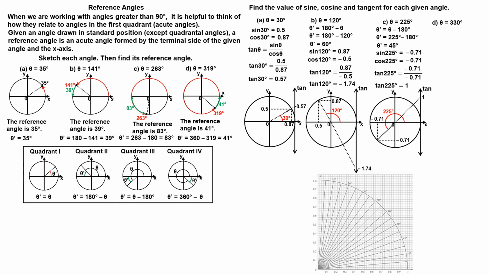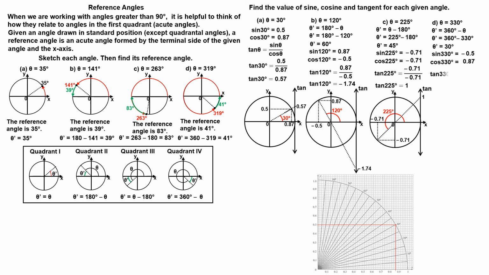330 is in the fourth quadrant, so the reference angle is 360 minus 330. The reference angle is 30 degrees, so we must find the cosine and sine of 30 degrees. The sine of 30 degrees is the y-coordinate, and the cosine of 30 degrees is the x-coordinate. But don't forget, in the fourth quadrant, the sine is negative, and the cosine is positive.